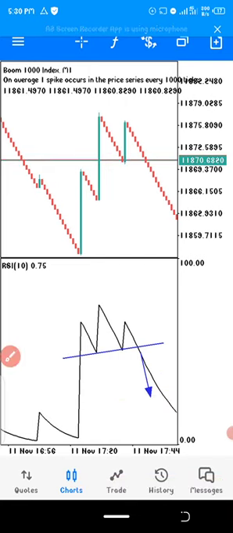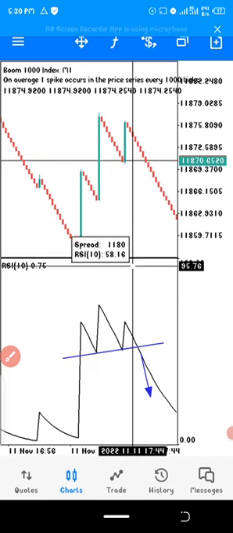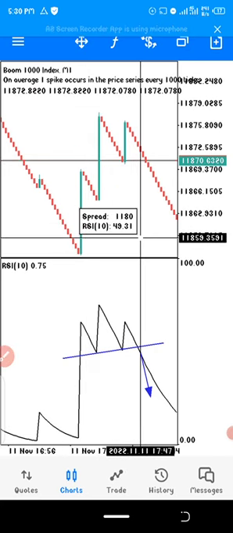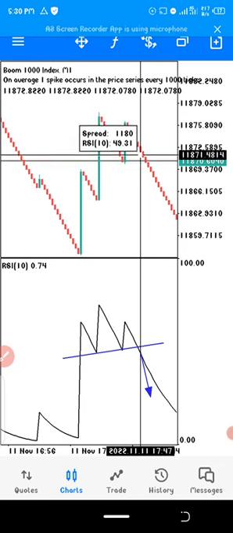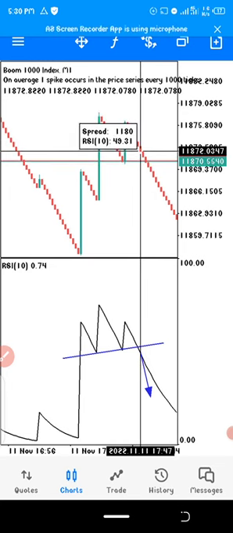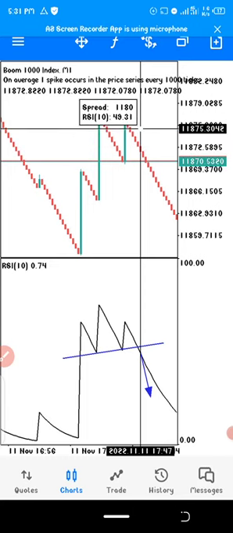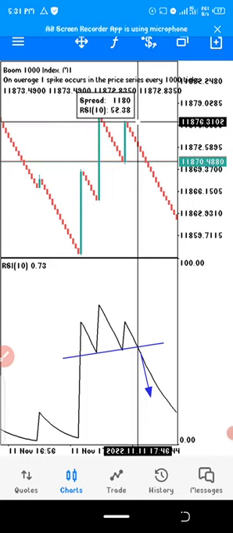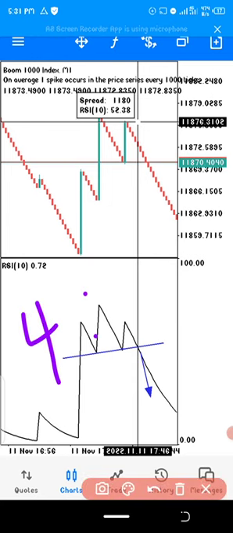Or I can just do it the risk to reward ratio way. So if I'm going to be entering at 11872.0347, my SL is going to be at the previous spike, which is up here at 11876. So my entry was 11872 and my stop loss is 11876. That is a 4 point stop loss. And if I'm going to be using a 1 to 2 risk to reward ratio, I'll be targeting an 8 point take profit.